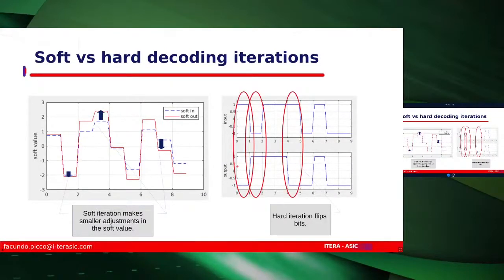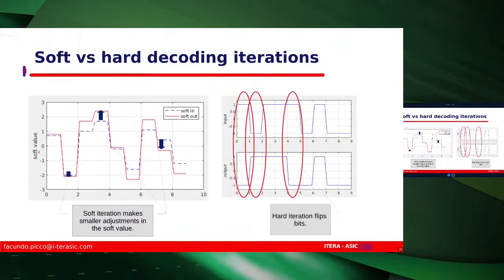Over here we have an example of a hard iteration on the right, in which on the top we have the received hard decisions, a sequence of ones and zeros in blue. And in the bottom we have the output of that hard iteration. And what we see is that a hard decoding flips some bits, but it has no information about how reliable those bits were in the first place. So it has quite limited information to make the decision, and it makes a hard decision and a bit is flipped or is not flipped. So we can see here in the three red ovals that this hard iteration flipped those three bits and left the remainder intact.